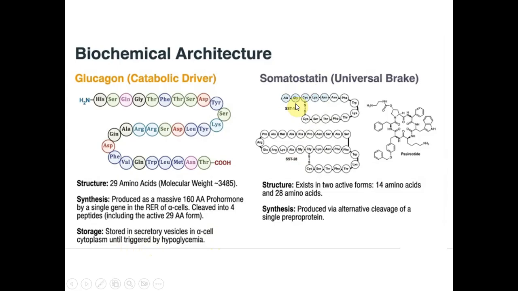Here you can see somatostatin, because we also have to study it today. It exists in two active forms: a 14 amino acid chain and a 28 amino acid chain. It is produced by alternative cleavage of a single pre-protein. So this is the structure of somatostatin and glucagon.